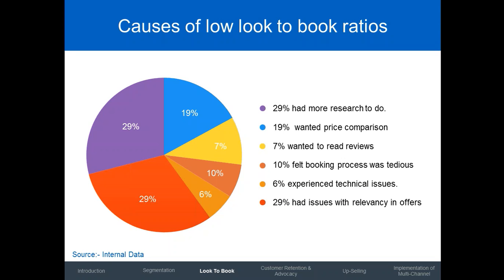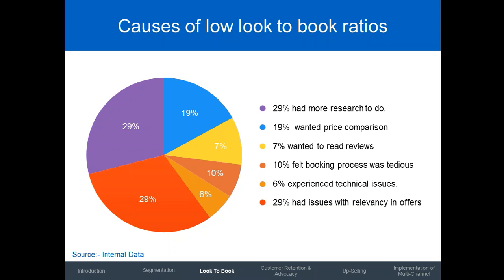But when you look broadly at the main reasons for a low look to book ratio, the survey says that 29% have more research to do. They're still in shopping mode. 19% wanted price comparison. That's where meta searches come into play. 7% wanted to read reviews, would go to review sites and read reviews about the product. 10% felt the booking process was tedious.